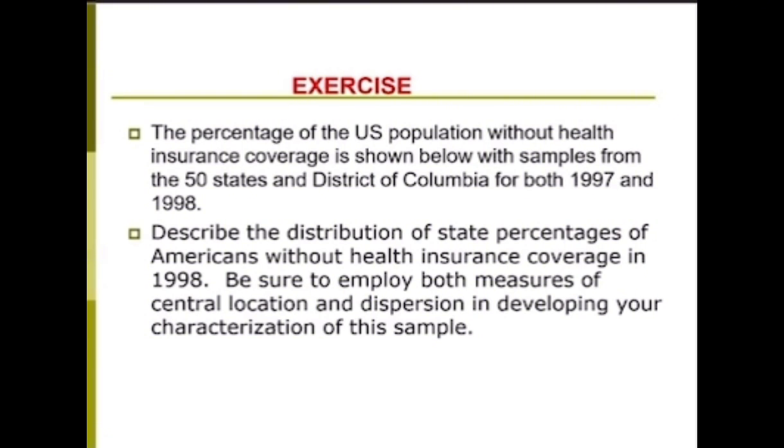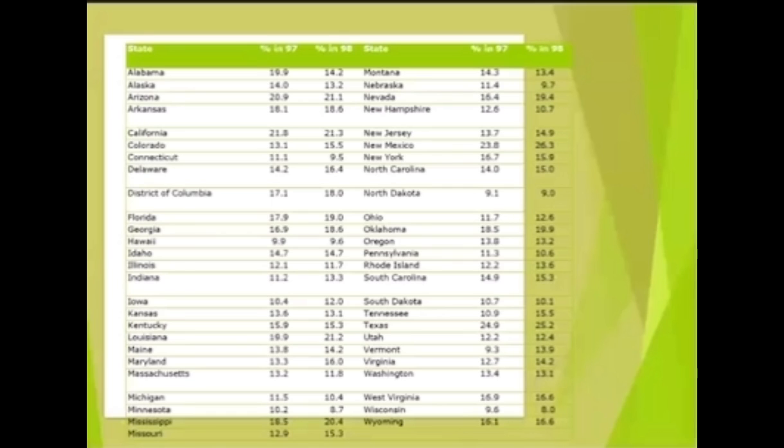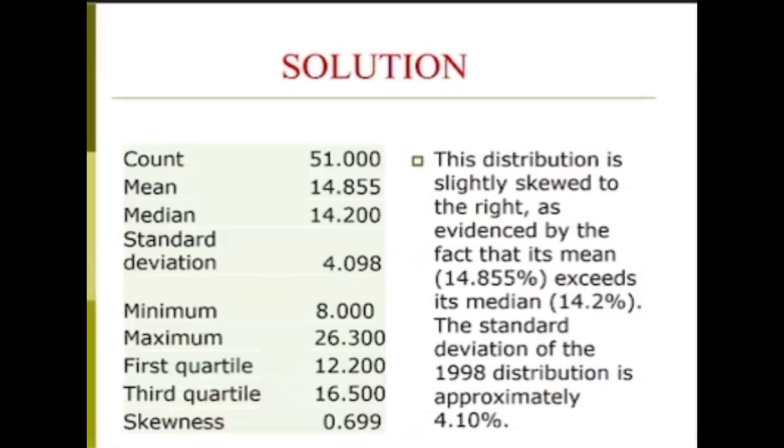Now take a look at it. Describe the distribution of state percentages of Americans without health insurance coverage in 1998. Be sure to employ both measures of central location and spread. Now take a look at this. This is the table, 1997 and 1998. Okay, and look at the analysis.